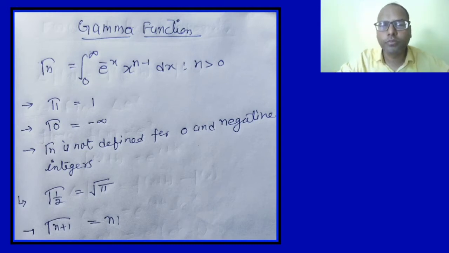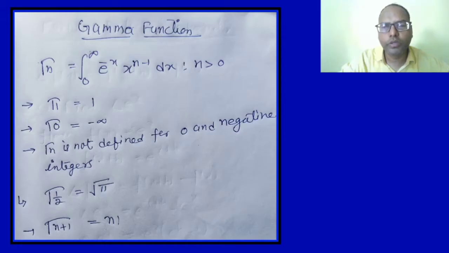The next point is that the value of gamma 1 is 1, and the value of gamma 0 is minus infinity. So here we see gamma is not defined for 0. Similarly, gamma is not defined for minus 1, minus 2, minus 3. It means gamma is not defined for negative integers, and gamma is not defined for 0.